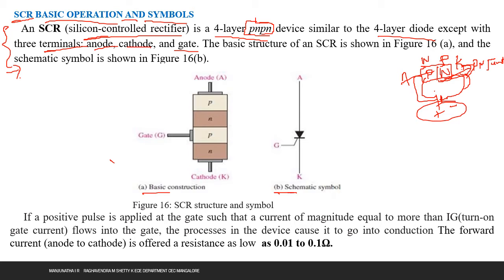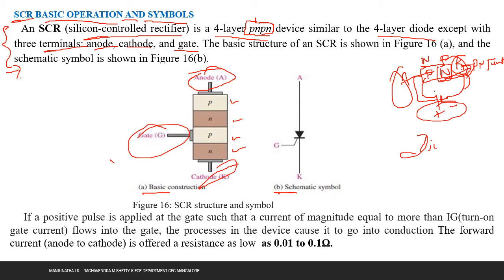cathode, but it has 4 layers. The diode has only 2 layers, P and N, but here it has 4 layers: P, N, P, N. In the diode there are only 2 terminals, anode and cathode, but here it has 3 terminals: anode, cathode and gate. So these are the differences between the SCR and the diode.